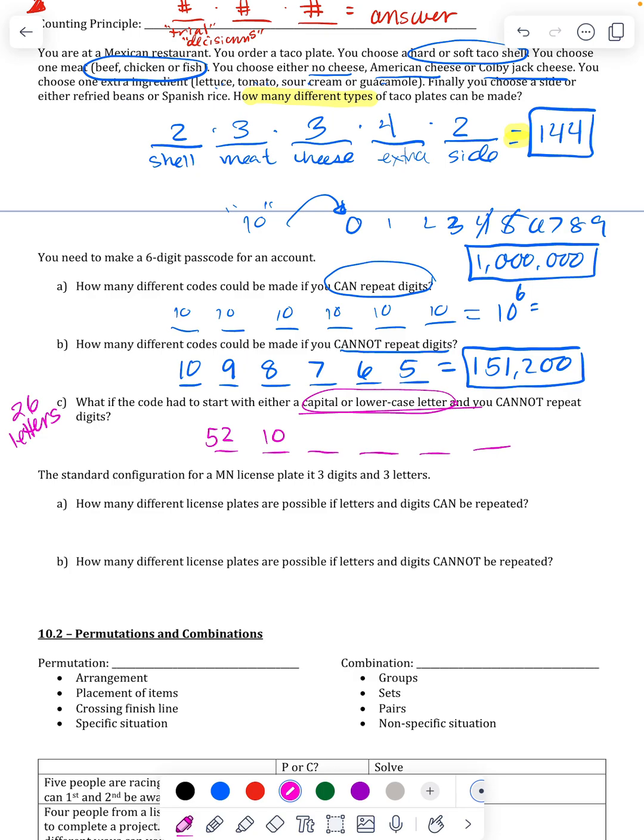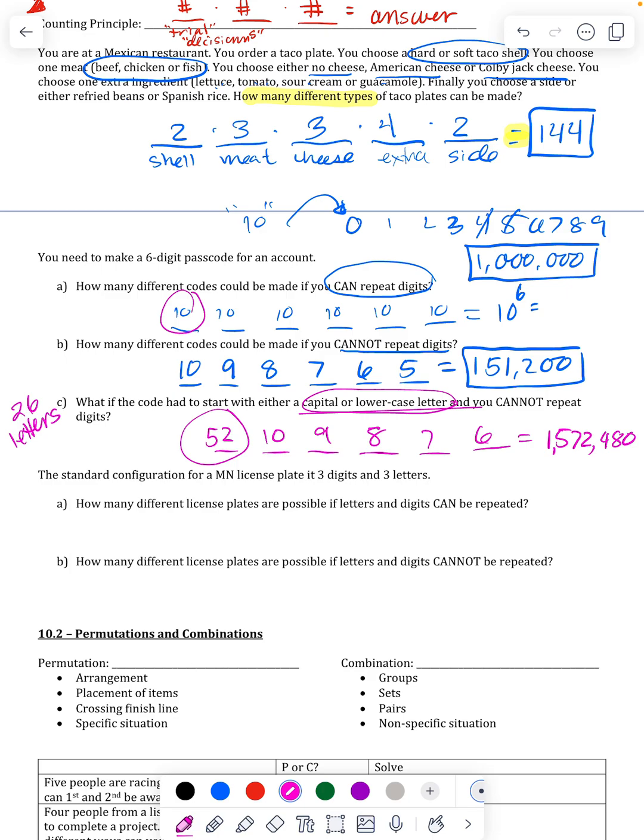I would have 10 to choose from here, but then just 9, 8, 7, and 6. So then I just multiply my options together. So I'm on my calculator taking 52 times 10 times 9 times 8 times 7 times 6. And that's giving me this many options because that's more than 1,000,000 since I could start with 52 choices instead of just having the 10 digits to choose from because there are more letters than digits.